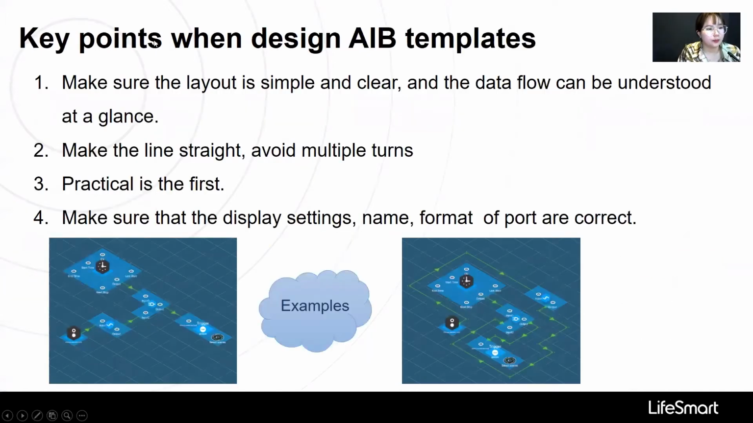So there are some key points when you design an AIB template. First, make sure the layout is simple and clear. You can see in the first picture, even if you don't know AIB, you are a beginner, you know that the data flows from here to here and to here, and from here to here, right? And also, second, make the lines straight, avoid multiple turns, like this picture. This is a very terrible instance, okay? You can see this picture, compare with them.